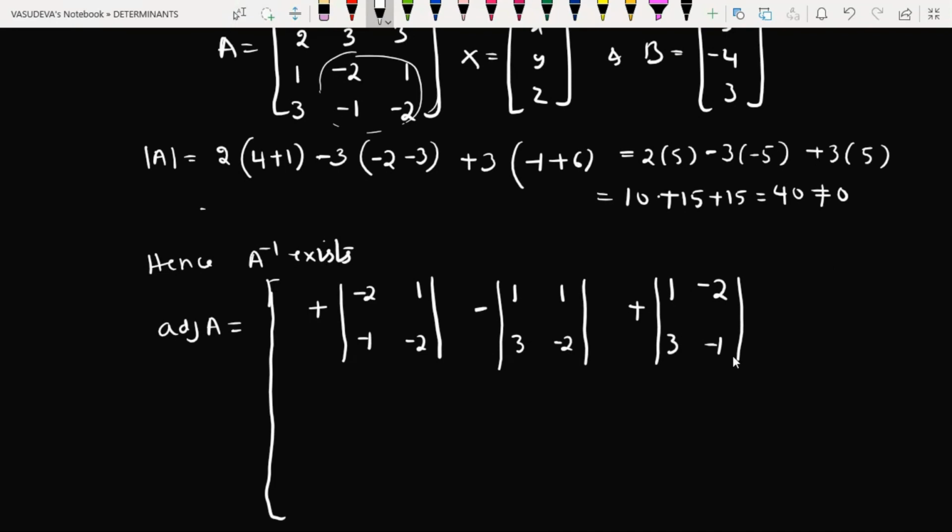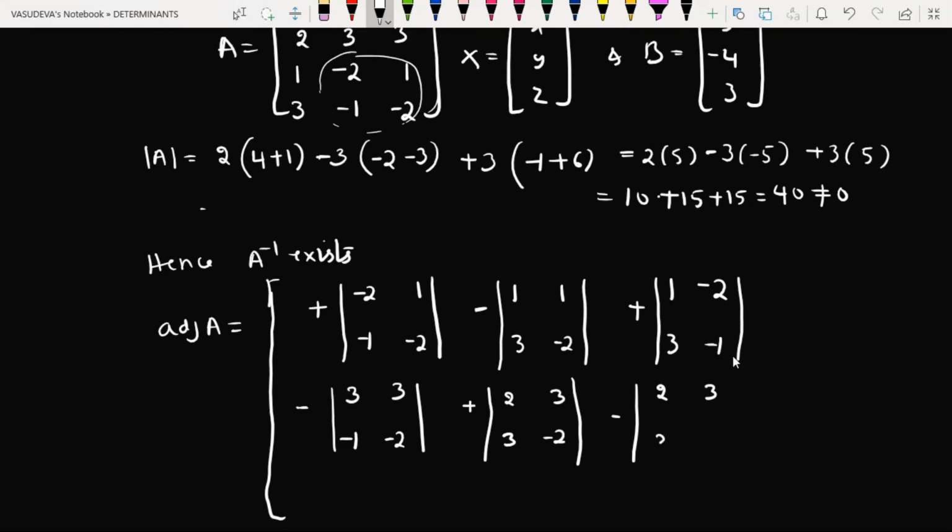Now after that minus determinant of, the cofactor of 1 is here, so leaving the elements of the second row and the first column, the remaining elements are 3, 3, minus 1, minus 2, and plus the cofactor of minus 2 is here, leaving the elements of the second row and the second column, so 2, 3, 3, minus 2, and minus determinant of, the cofactor of 1 is here, determinant of 2, 3, 3, minus 1.